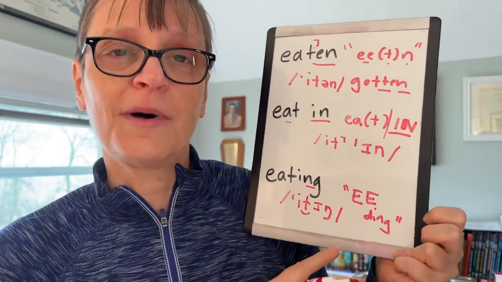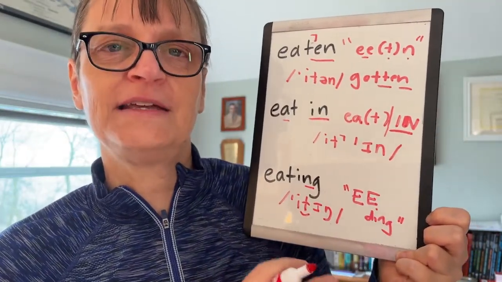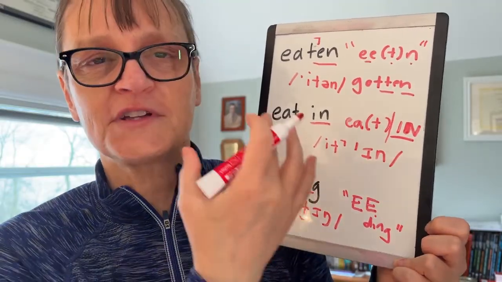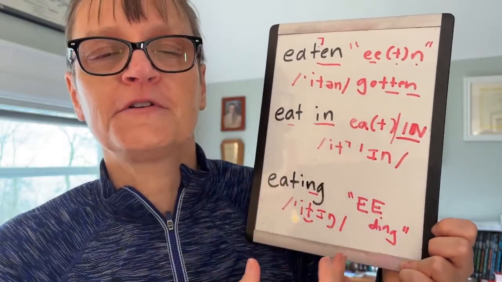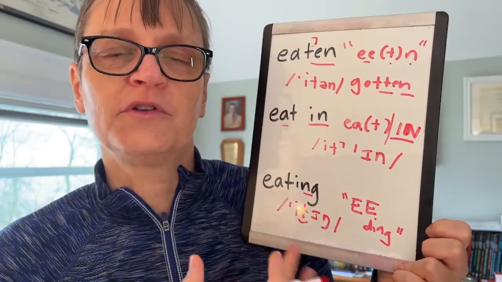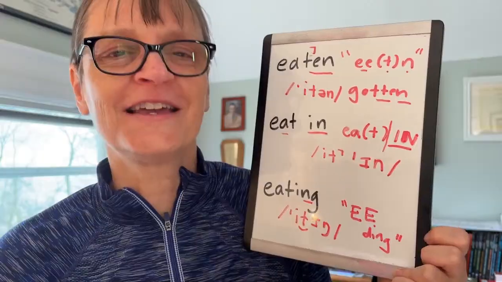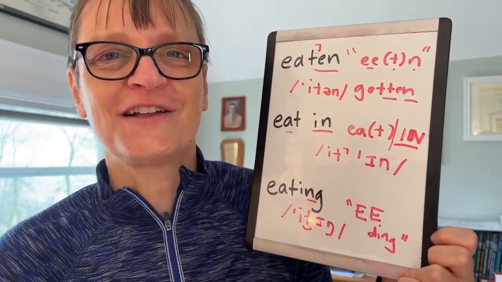You can learn more about how to make the flap T and flap D in my videos for that here on the channel, as well as in our Sounds of English course, as I mentioned earlier. All of the different things that we do for T in the middle of words, beginning, end, linking, etc. You can learn all of those details in our videos for that and in our Sounds of English course.